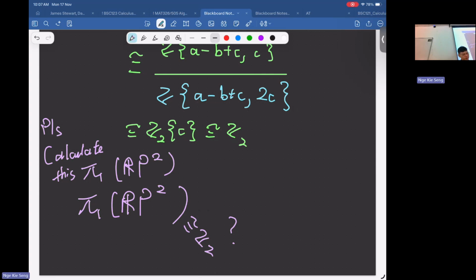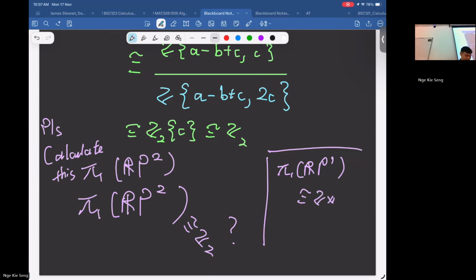Yeah, I think at some point we did this. I think I did it in the tutorial, because pi 1 of RP1 is something else. It's a bit different. I think this is like Z times Z2 or something like that. For the rest, yeah, it is. I mean, I need to check. Okay, so for now, if pi 1 of RP2 is Z2, then it still matches up with our pi 1 thing.